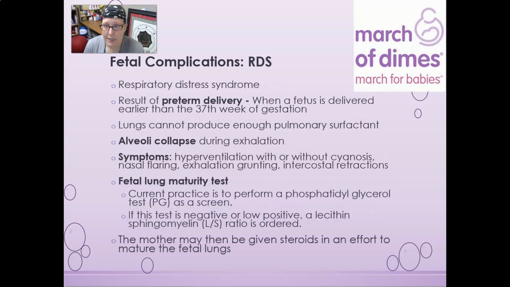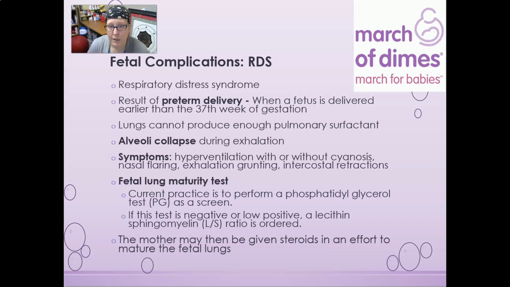So the next one is respiratory distress syndrome. This is usually a result of preterm delivery, when a fetus is delivered earlier than the 37th week of gestation. The problem is the lungs cannot produce enough surfactant, and the alveoli can collapse during exhalation. So they take their first breath and inflate their lungs, but then when they breathe out, the alveoli kind of start collapsing. They have a hard time reinflating them.